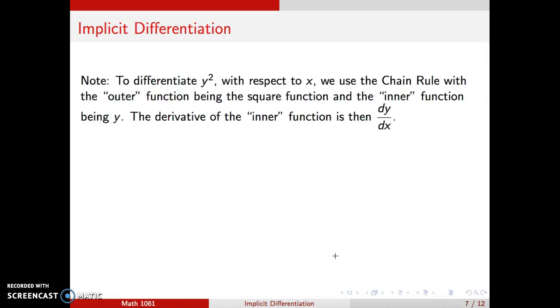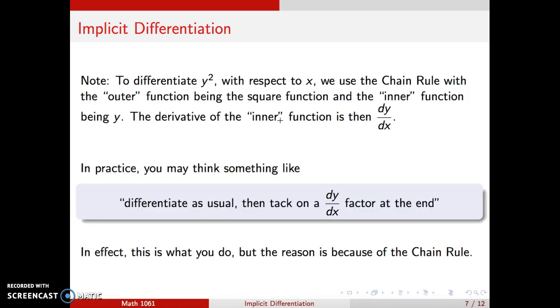Okay, so this is just a typed out summary of what I just said. To differentiate the y squared with respect to x, we're using the chain rule with the outer function being the square function, the inner function being y. And the derivative of the inner function, remember that's part of the chain rule. We look at differentiating the inner function. That's going to be dy/dx.